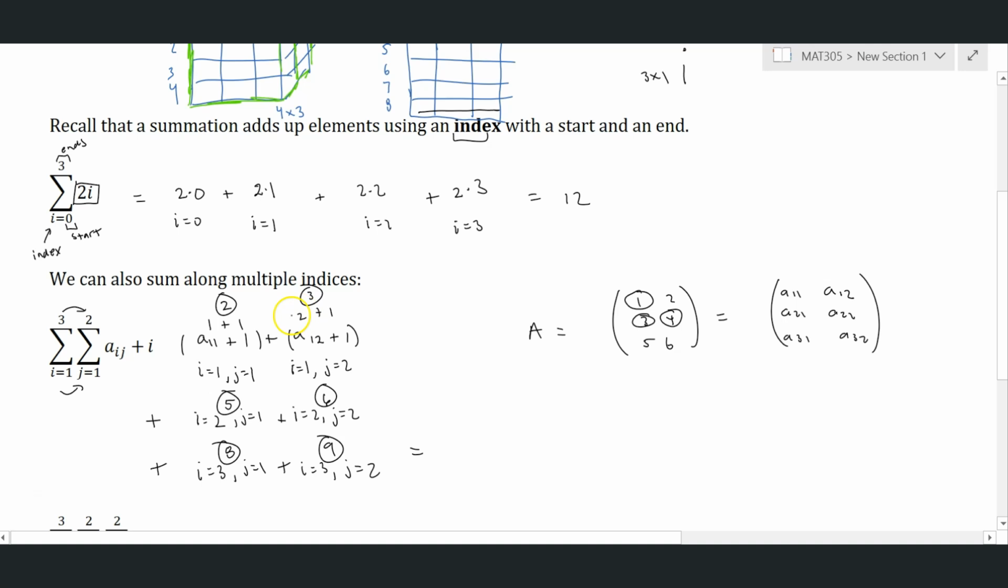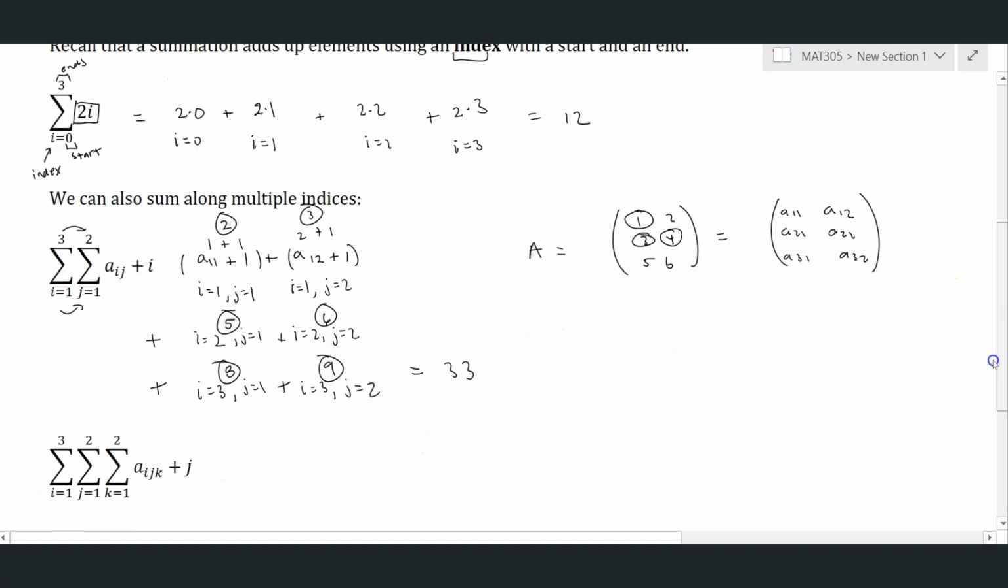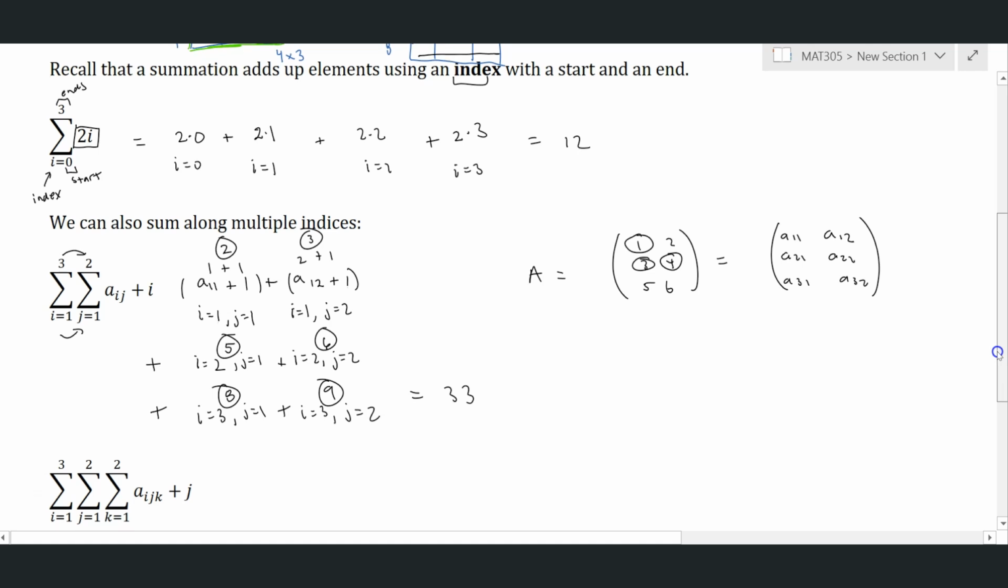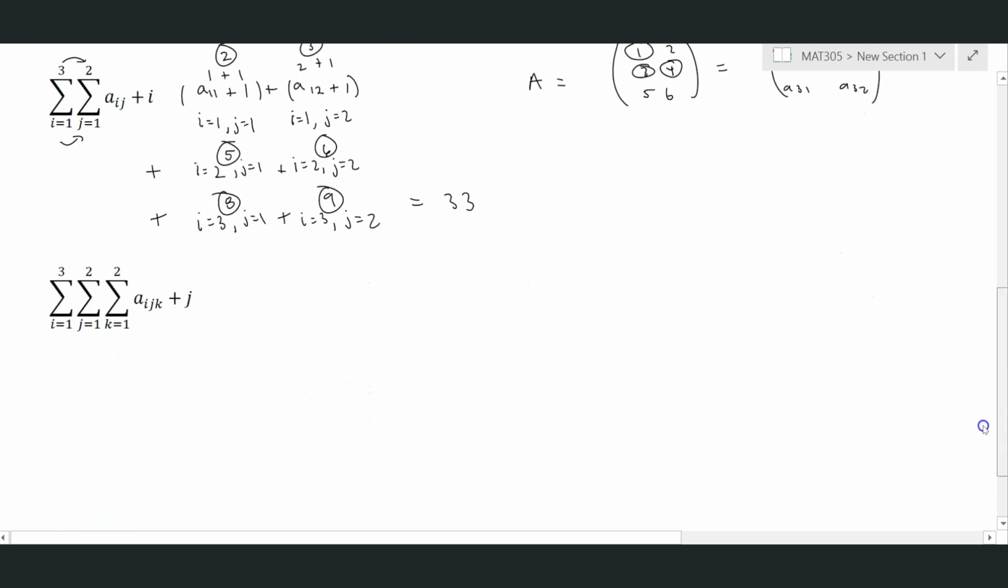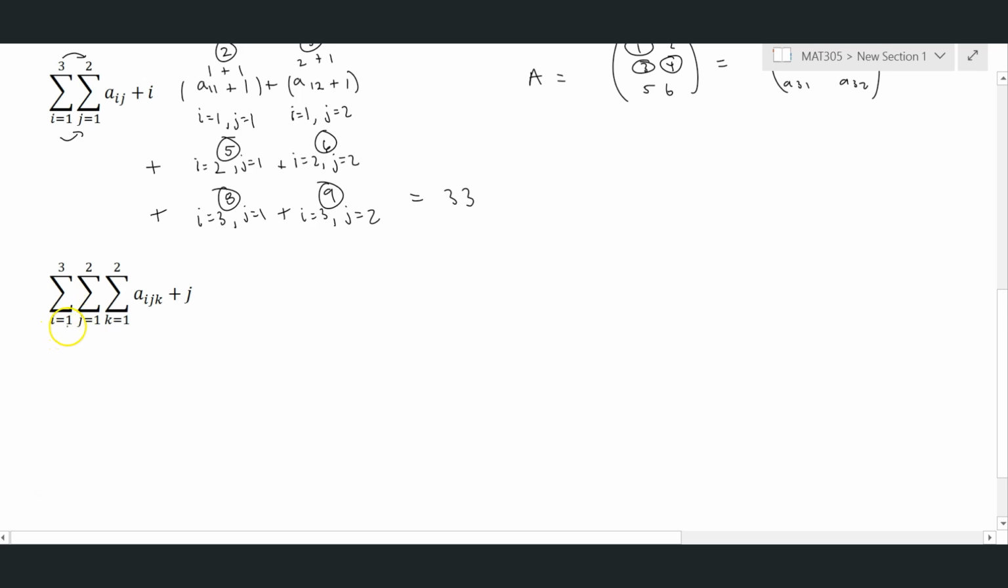Which, I mean, we're here, we might as well do it. 5 plus 5 is 10, 16, 24, and 33, if I've done my math correctly. Okay, so that's how we deal with two indices. And again, that could be for a matrix. But what about a tensor, right?